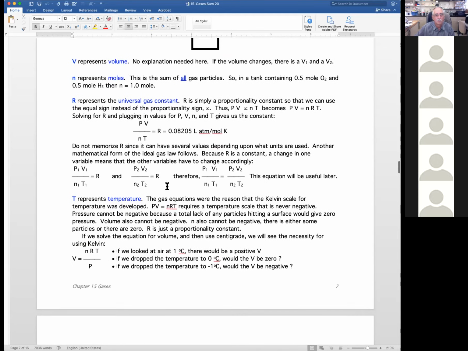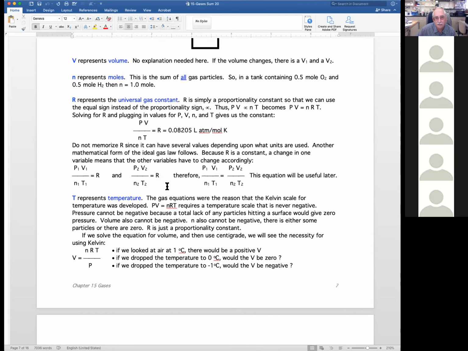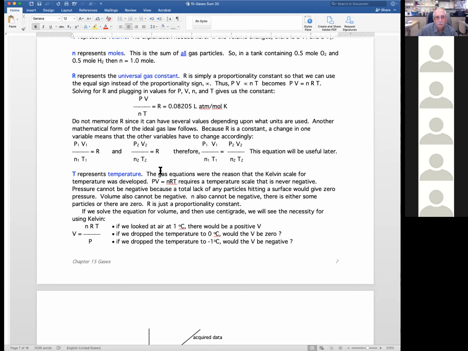And R represents the universal gas constant. So in other words, if I were to solve PV equals nRT for R, then I measure all these variables right here. Notice the units would be pressure, volume, moles, and Kelvin is temperature, right? We get this number and it's a constant. Doesn't matter if it's a pure gas, a mixture of gases, whatever, it's always a constant.